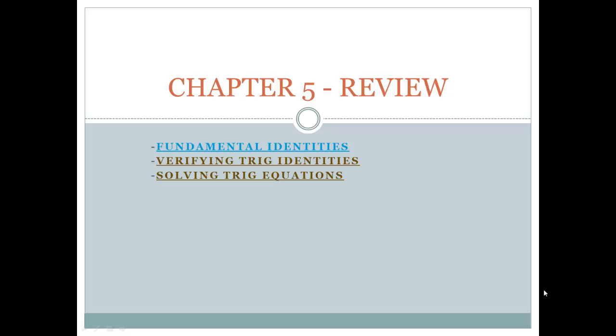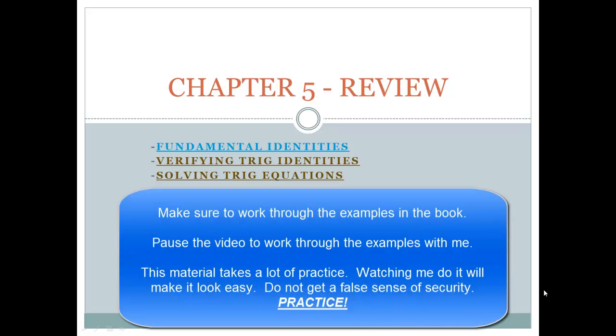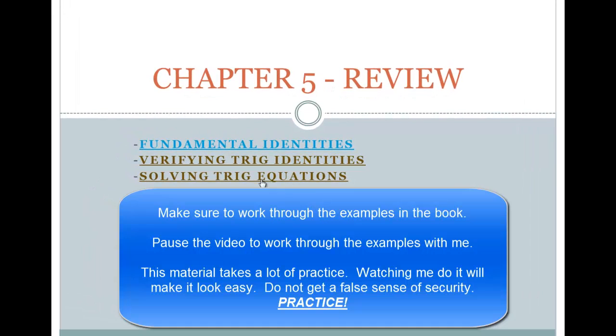We're going to need to use some of our fundamental identities to solve. We're going to use some factoring. We're going to use a bunch of different techniques, so make sure that you're keeping up, you're paying attention to examples that are in the book, and you're pausing the video to practice with me. This is going to be really critical as we start to solve trig equations because they can get a little bit complicated. Okay, let's get started.